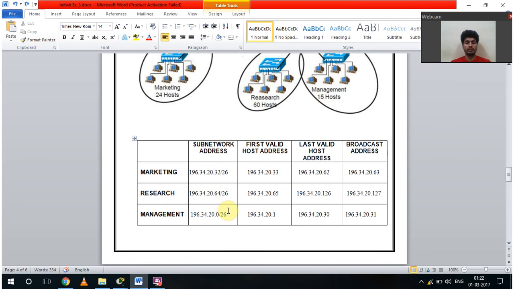Next, after management, we take marketing as the second network. It continues after the broadcast address of management, so the subnet address of marketing will be 192.34.20.32. The first valid address will be 192.34.20.33, and the broadcast address will be 192.34.20.63. Subtracting 1 from that gives the last usable host address.